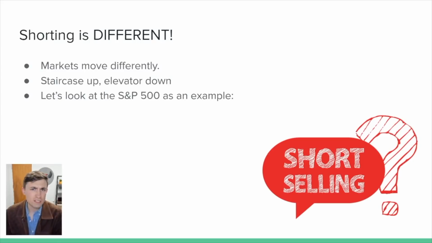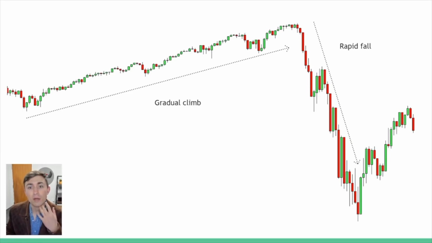So shorting is different, right? There are different ways that markets move. Some currency pairs move very uniquely, as well as things like the S&P 500, which they often say takes the staircase up and the elevator down. That's the summary of kind of what we're talking about here. The staircase up, right? Gradual climbs, followed by rapid, crazy falls to the downside. This happens in markets more often than you would think, and it actually happens in a lot of currency pairs as well, which is why the approach for shorting a currency pair actually can be different than trading it long.